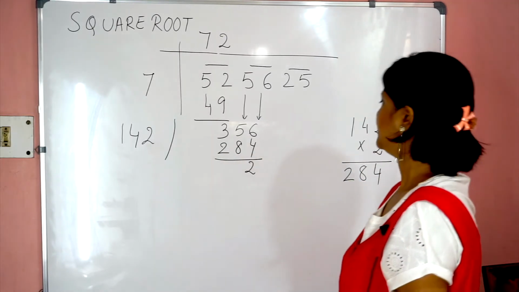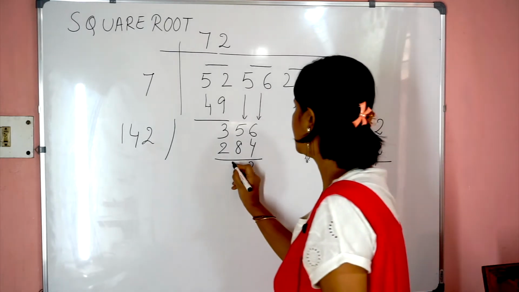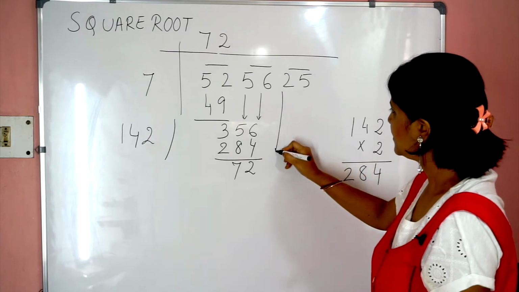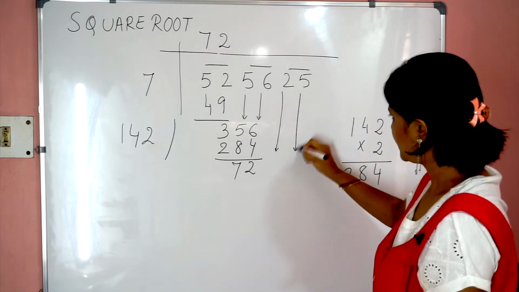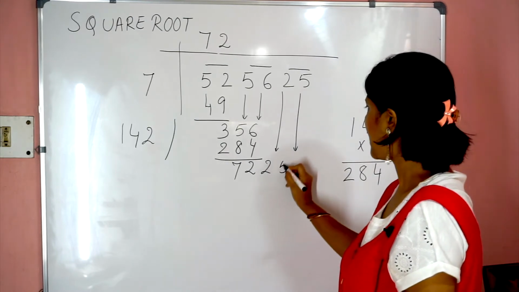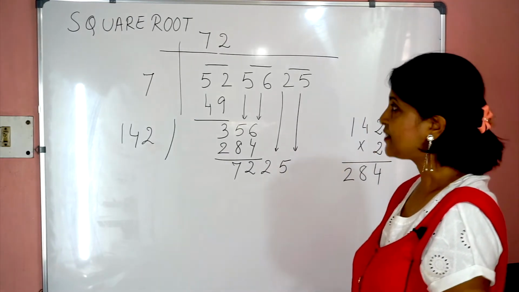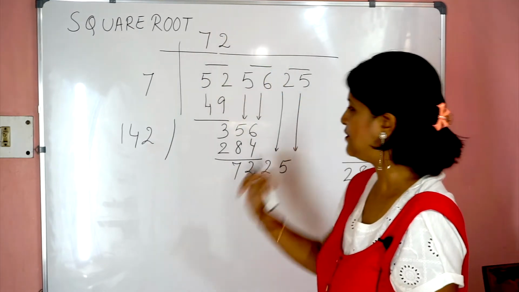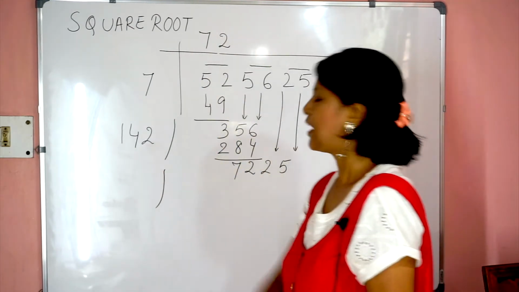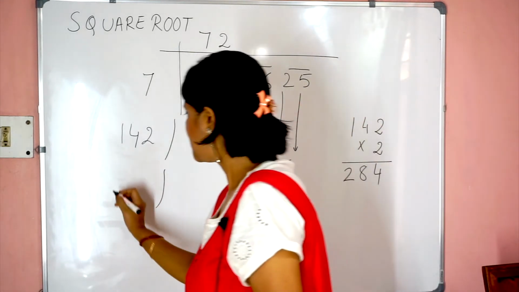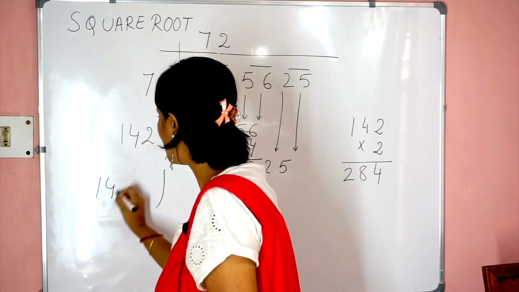2 here and 7 here, right? So now this next pair will also come down, that is 2 and 5 comes down. Next, double of this quotient, that is 72, double of 72 has to come as the new divisor now. Okay, so double of 72, I can see it is 144.